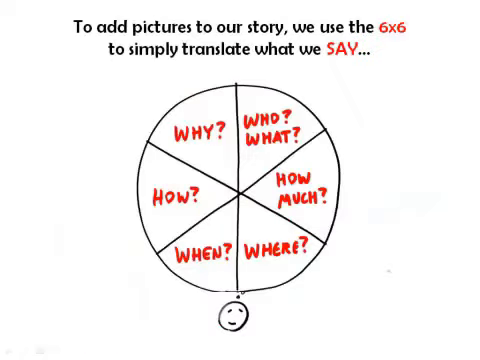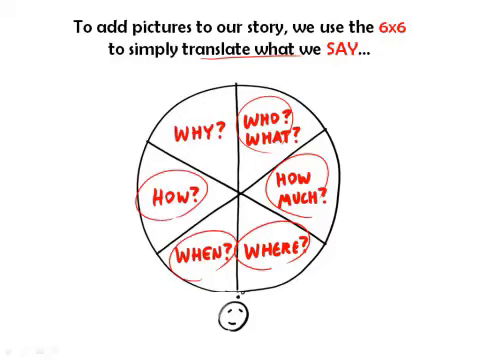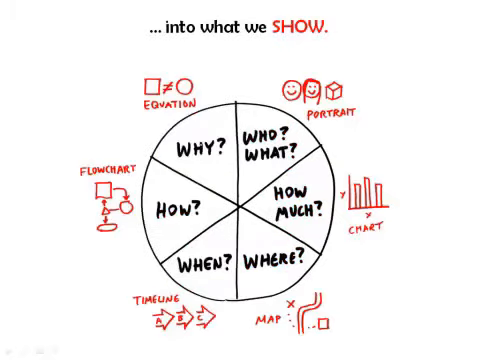So to add these pictures to our story, we're going to use the 6 by 6. And here's what happens. We all know this. We use this 6 by 6 pie to simply translate what we say, who and what I'm talking about, how much am I talking about, where are they, when did it happen, how's it going to work out, why am I even talking about this? We translate what we say into what we show. Who and what gives us a portrait. Whenever we talk about how much, we draw a chart. Whenever we talk about where, we draw a map. Whenever we talk about when, we draw a timeline. Whenever we talk about how it worked, we draw a flow chart, and whenever we answer the question why, we should draw a little visual equation.